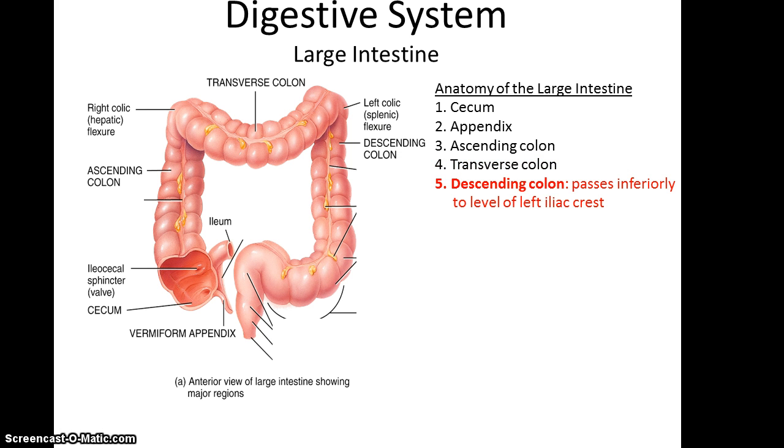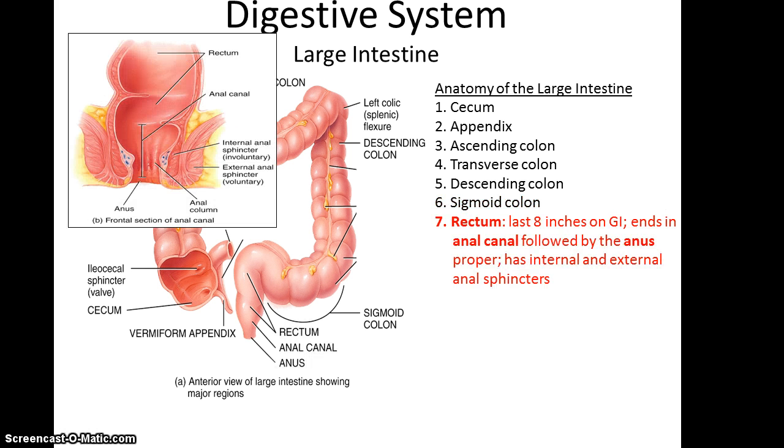And from there, the chyme would enter the descending colon and pass down below the level of the left iliac crest, enter the sigmoidal colon, which is sort of curved or S-shaped, until finally it reaches the rectum, which is the last 8 inches in the GI tract. The rectum then ends in the anal canal, which is of course followed by the anus. The anus has 2 sets of anal sphincters, the internal anal sphincter, which is smooth muscle that we cannot control, and the external anal sphincter, which is skeletal muscle and we can control it.